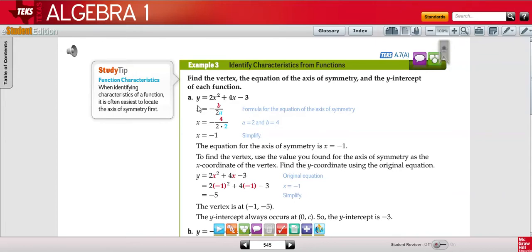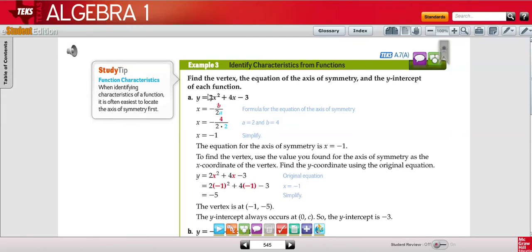So example A says y equals 2x squared plus 4x minus 3. Now earlier when we wrote down our key concepts in our Cornell notes, we wrote down the formula for the equation of axis of symmetry. That formula is x equals negative b over 2a. So many of you are probably wondering, what is a, what is b? Well, we also wrote down, when we wrote down those key concepts, the standard form for the quadratic equations, which is ax squared plus bx plus c.